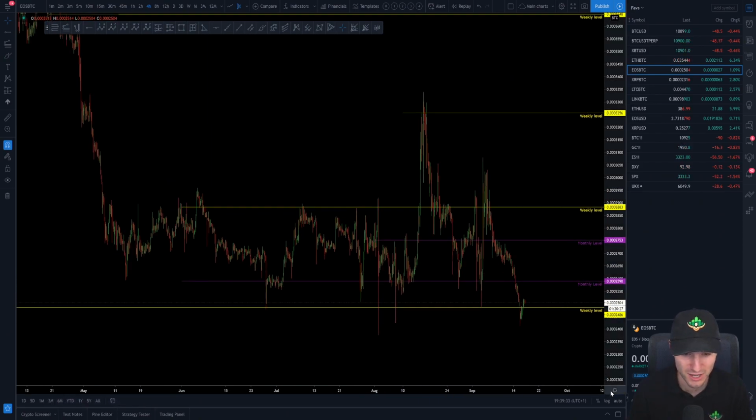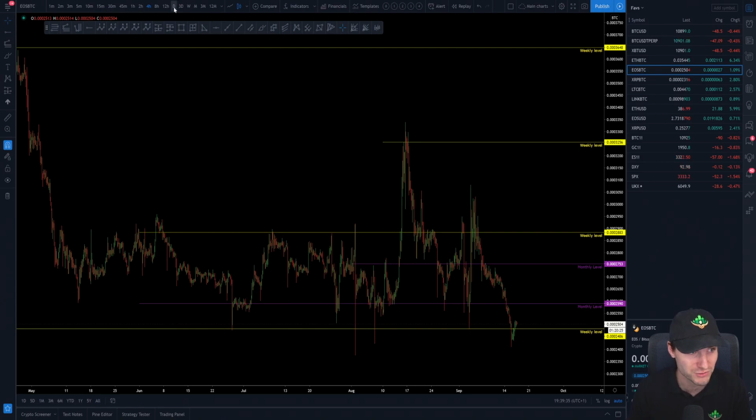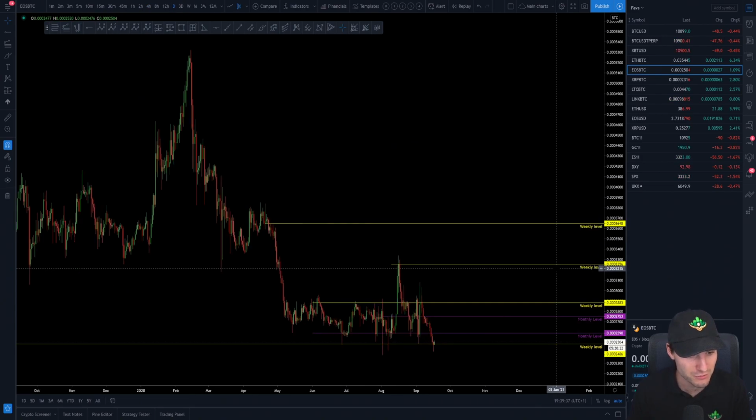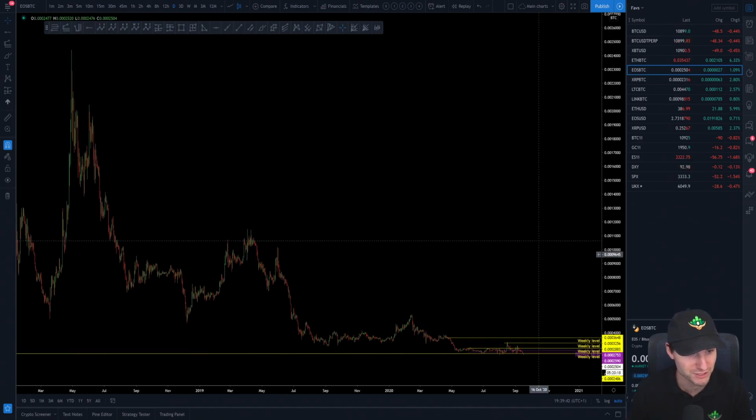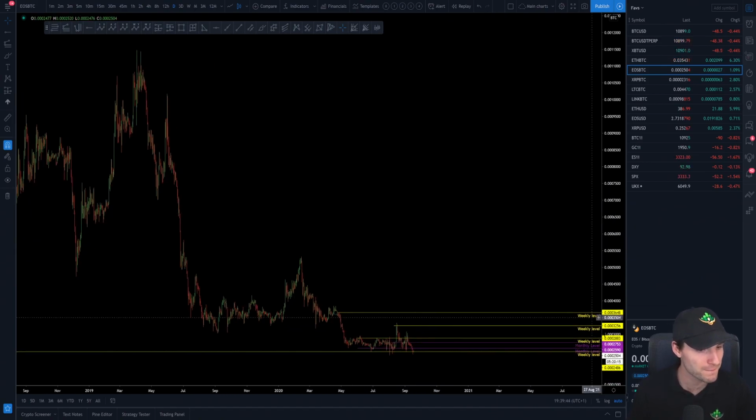Yeah, it's a little bit unusual to see an altcoin range for so long. They don't generally go on this long, but it's good. I actually prefer ranges to trends. So let's continue.